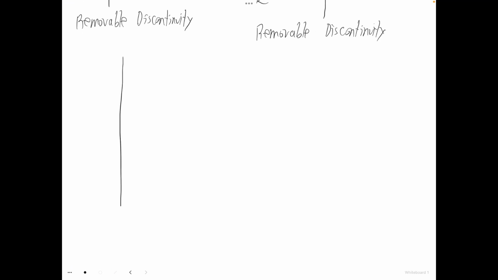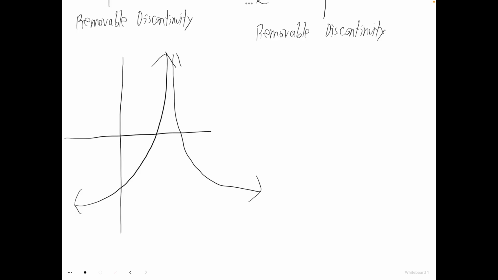Now the second kind of discontinuity is something like the following. And so here we have a vertical asymptote at this point, which we're going to call A. This is called an infinite discontinuity. Okay, so in an infinite discontinuity, we have a vertical asymptote. And so that was what was happening in our function f of x that we looked at before.